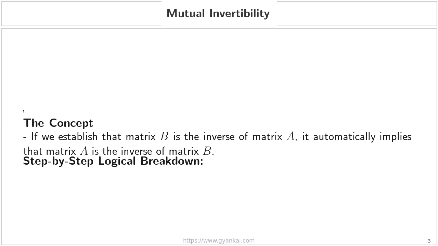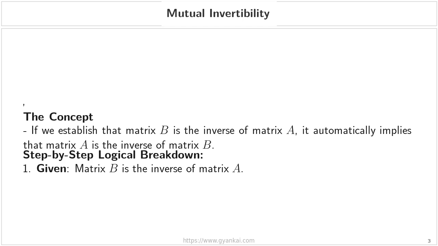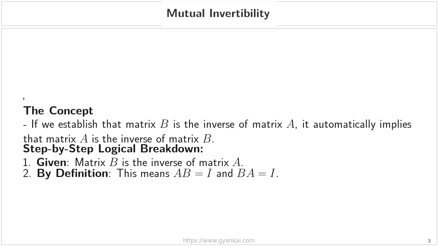To ensure this is clear, let us walk through the logical breakdown step by step. First, let us start with our given premise. We assume that matrix B is the inverse of matrix A. By the definition of an inverse that we have already covered, this means that the product of these two matrices in any order must result in the identity matrix I. In other words, A times B equals I, and B times A equals I.